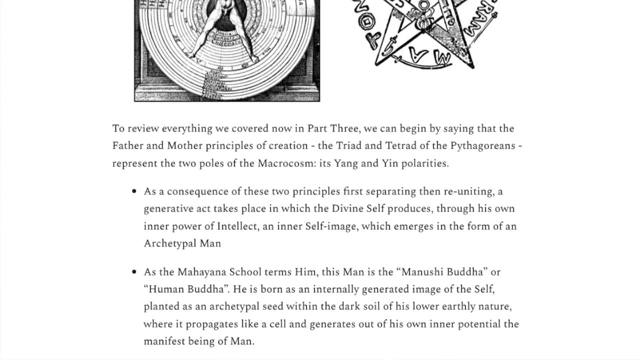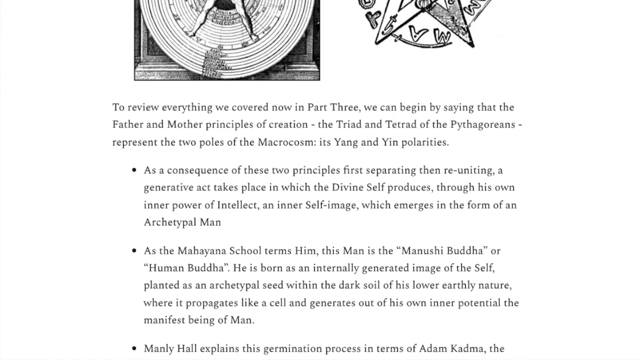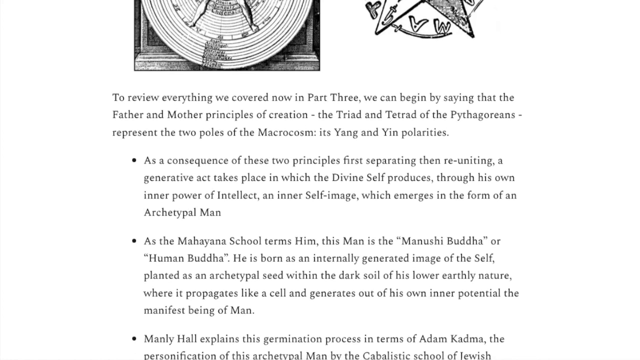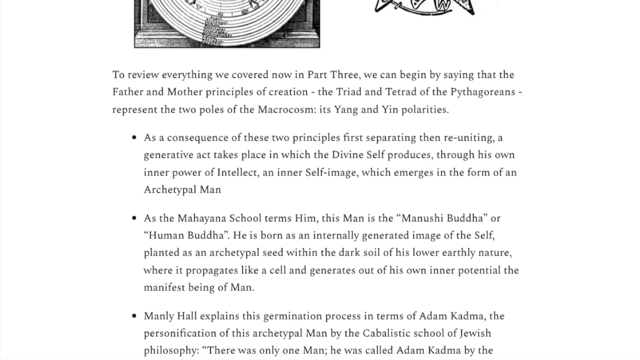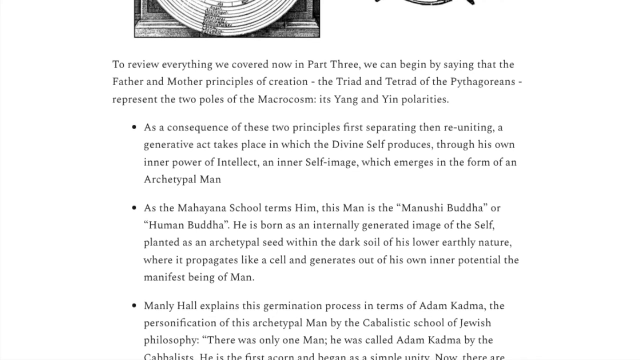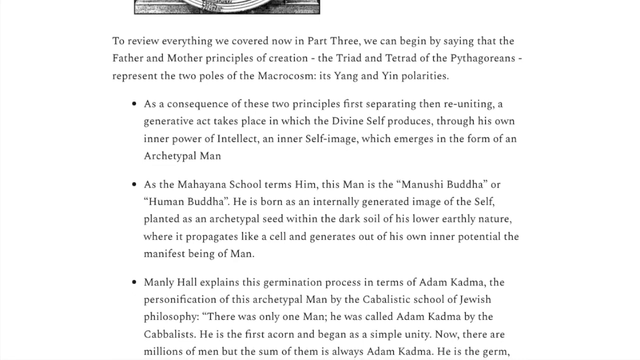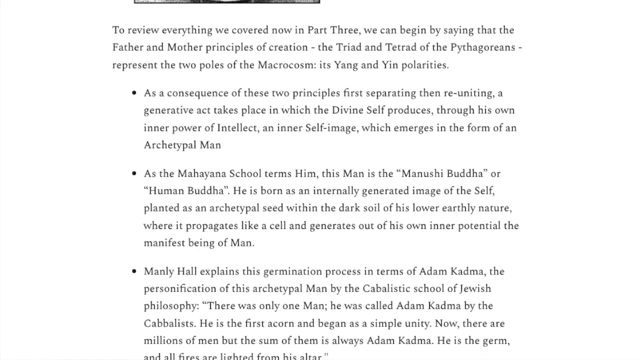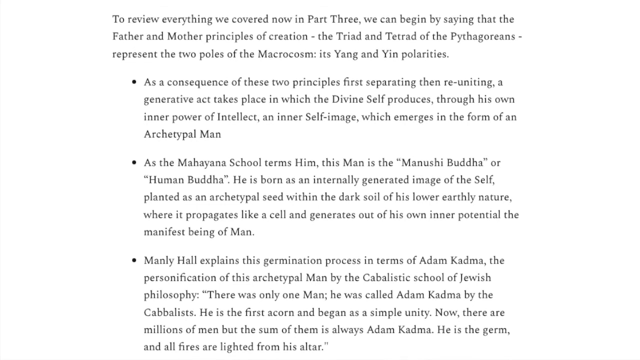As the Mahayana school terms him, this man is the Manushi Buddha, the human Buddha. He is born as an internally generated seed image of the self, planted as an archetypal seed within the dark soil of his lower earthly nature, where it propagates like a cell and generates out of his own inner potential the manifest being of man.